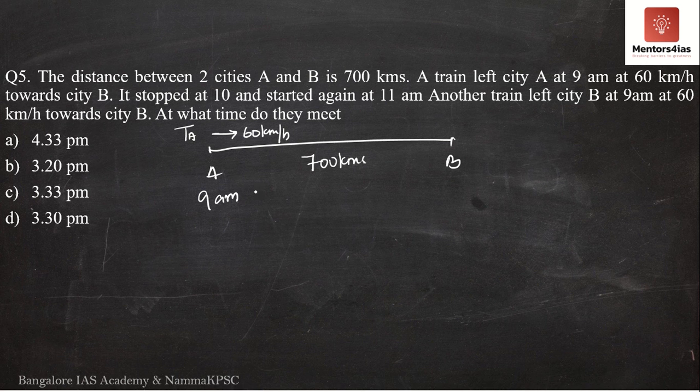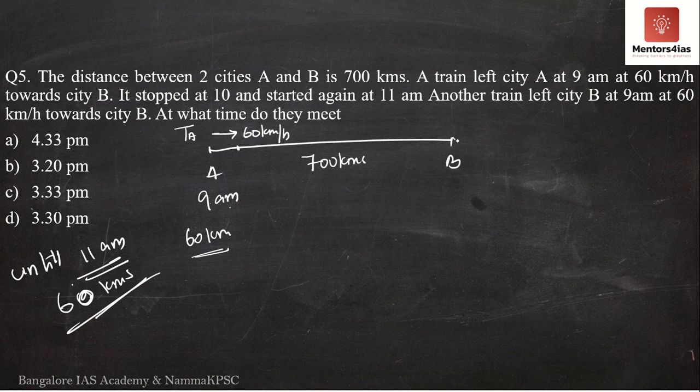This train stopped at 10 a.m. and started again at 11 a.m. So this train started at 9 a.m. and continued for 1 hour, that is till 10 a.m. In 1 hour it would have covered 60 kilometers, correct? Since it moves at 60 kilometers per hour, from 9 a.m. to 10 a.m. it would have covered 60 kilometers. It stopped at 10 a.m. and again started at 11 a.m. So until 11 a.m. what is the distance covered by train A? 60 kilometers.